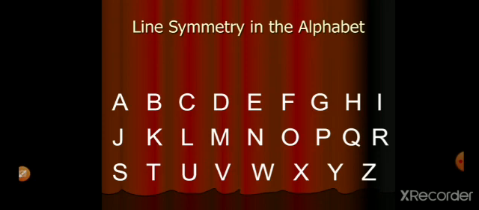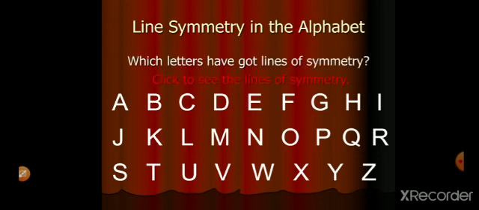See that A, B, C, D, E, H, I, M, O, P, U, V, W, X, Y. These letters have line symmetry.